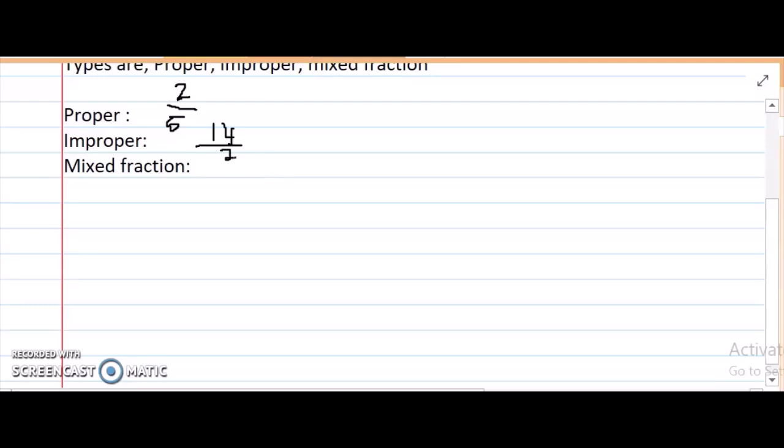Now, a mixed fraction is not confusing. It's basically turning an improper fraction into a proper fraction in a kind of way. So, the example I put for improper, which was 14 over 2, I can turn that into a mixed fraction. So, something like... no, let's not use the example 14 over 2. Let me give another example. Okay, so we are going to be using 15 over 2.